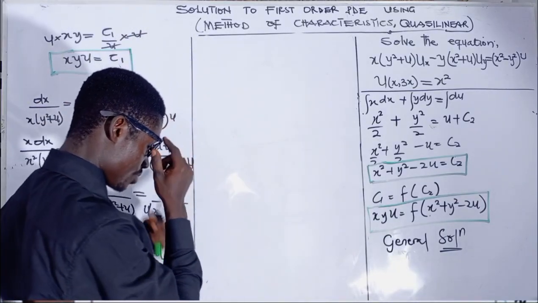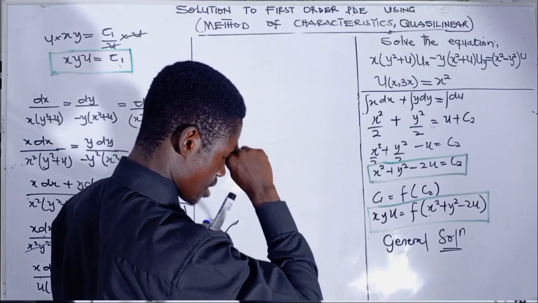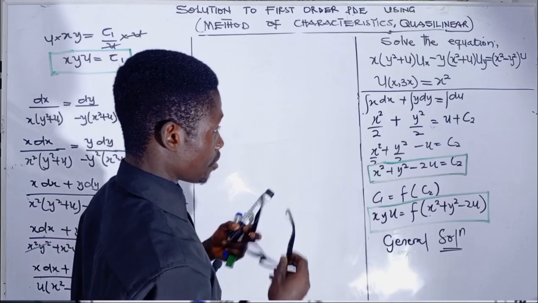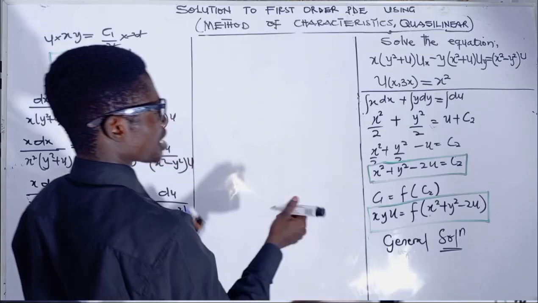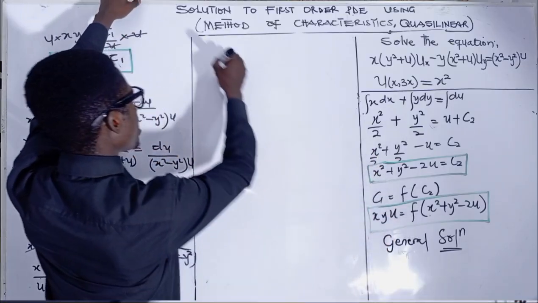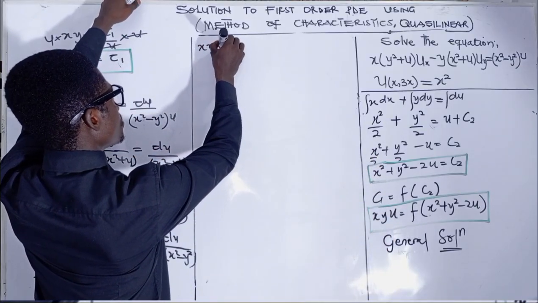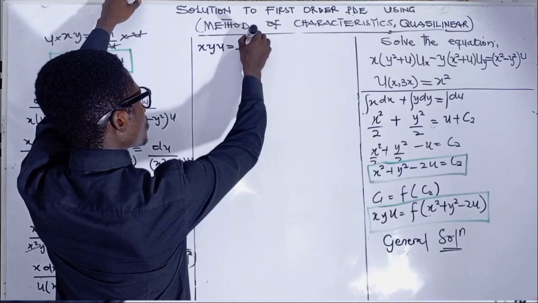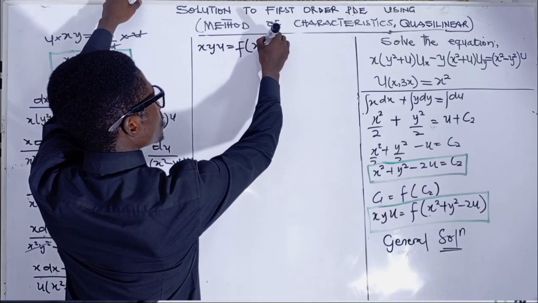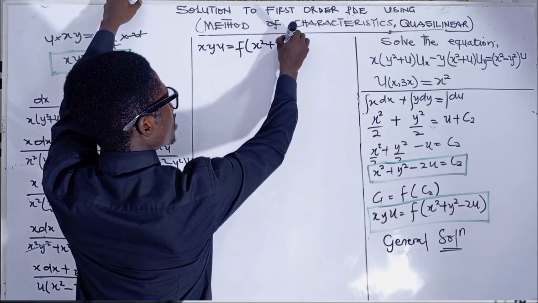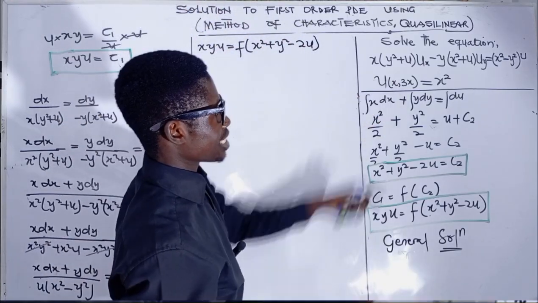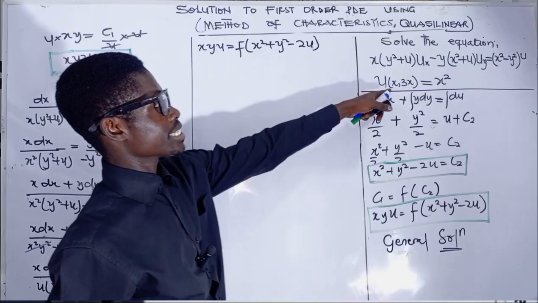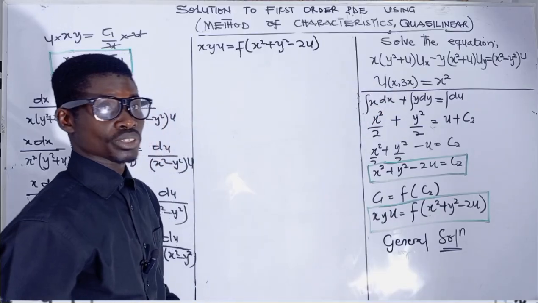So we have our general solution in this form, and then we have the auxiliary condition. So let's write our general solution. We have F of x, y, u is equal to a function of x squared plus y squared minus 2u. Now we have this auxiliary condition: u of x, 3x is equal to x squared.